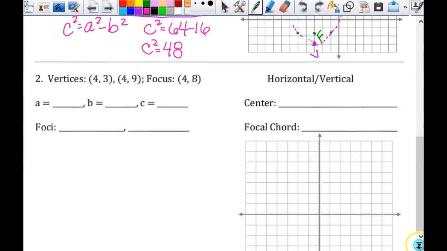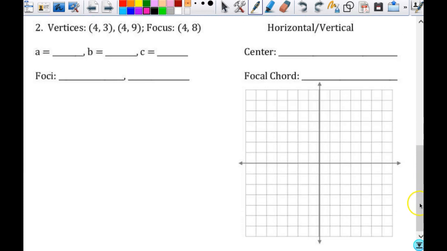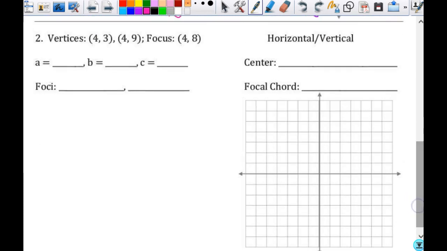All right, so here, I've given you some more information. I've given you some of the stuff I even asked you for. Let's go ahead and graph this. So our vertices are at 4, 3, 2, 4, 3. There's a vertex. And 4.